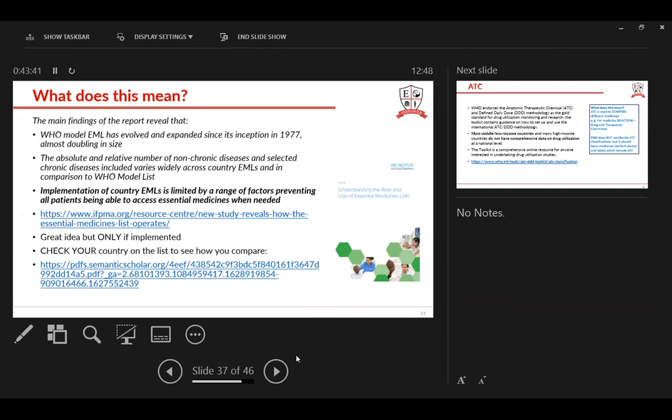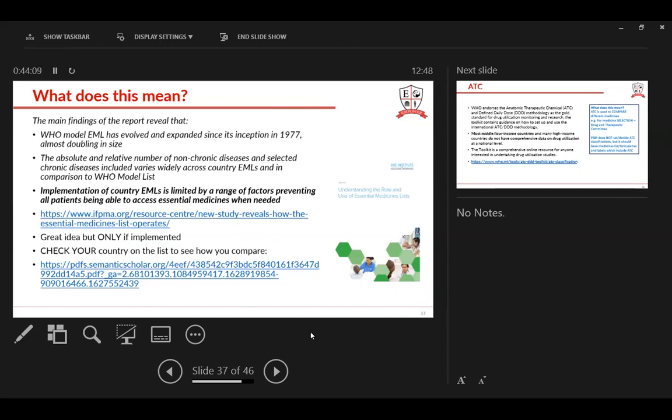The absolute and relative number of non-chronic disease and selected chronic disease medicines varied widely across countries' EMLs in comparison to the WHO model. That means people have the WHO list, but they've made their own listing, depending on the disease that you have. You can't use the WHO listing fully, right? So it's a great idea, but only if implemented. I want you to look at that work cleanly.